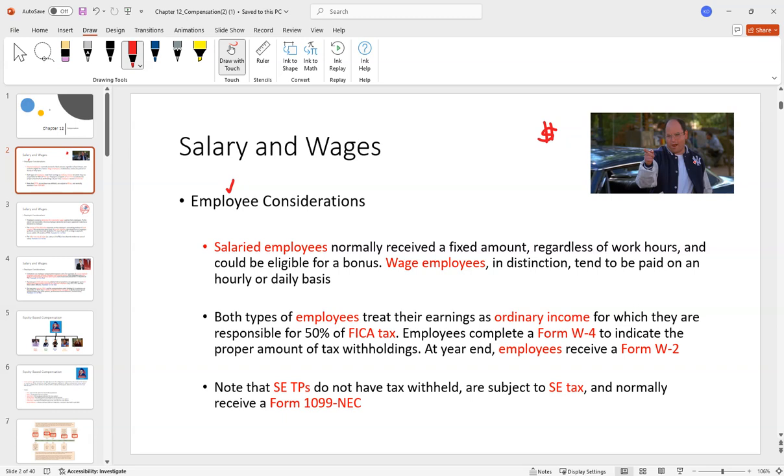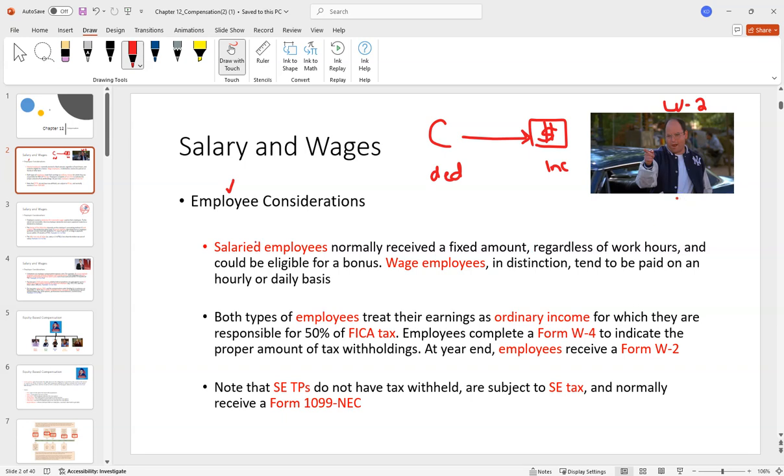So if we have George who works for the Yankees, he'll get a W-2. Typically, the corporation will pay him the money, he'll include it as income, and they'll get a deduction for that as compensation expense on the books. We'll talk about the timing with that.